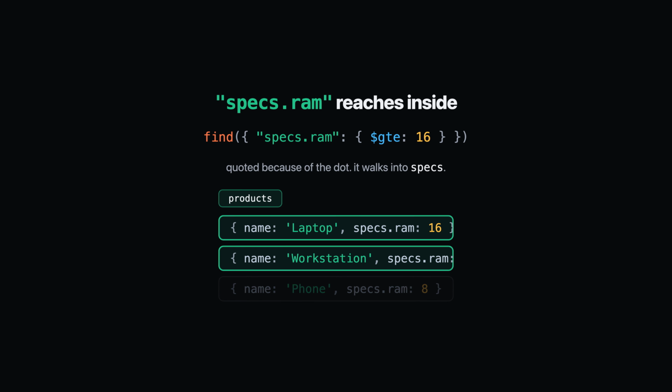So to reach a nested field, you use dot notation: specs.ram, in quotes because of that dot. Find the products where specs.ram is at least 16. The query walks straight into the nested document.